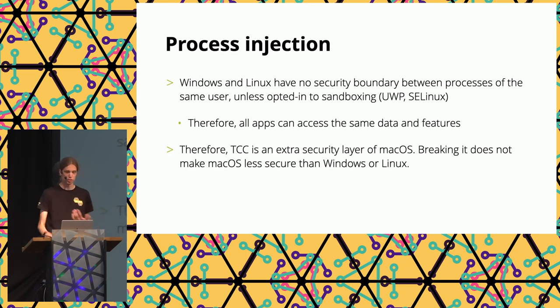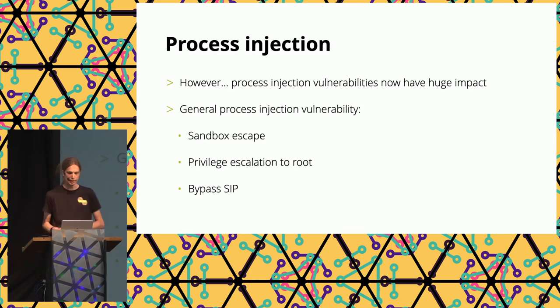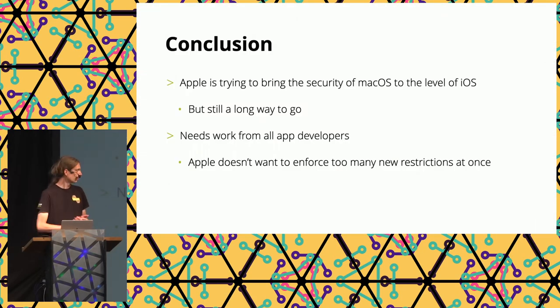Finally, process injection is an interesting technique, and as far as I know, a similar security boundary between processes doesn't exist on Linux. As far as I know, we're not very specialized in that. So these types of vulnerabilities don't really apply there, which basically means that the fact that they don't work well doesn't make it less secure. Yet on the other hand, what we also showed at the end is that those process injection vulnerabilities can now have a very large impact, because you can use the same technique for escaping the sandbox, privilege escalation, and bypassing SIP.